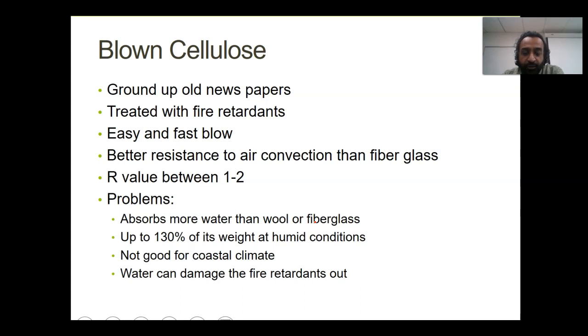Water can damage the fire retardant. Fire retardant material is dissolvable in water, so if it's washed away, it's going to go in the drainage, and eventually it causes a lot of environmental impact. So I think it has been banned in California. I don't know about other states, but this is some of the problem of using fire retardant in a lot of materials.